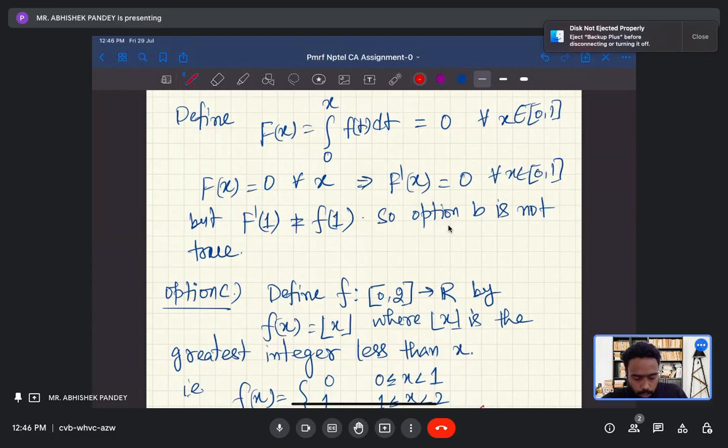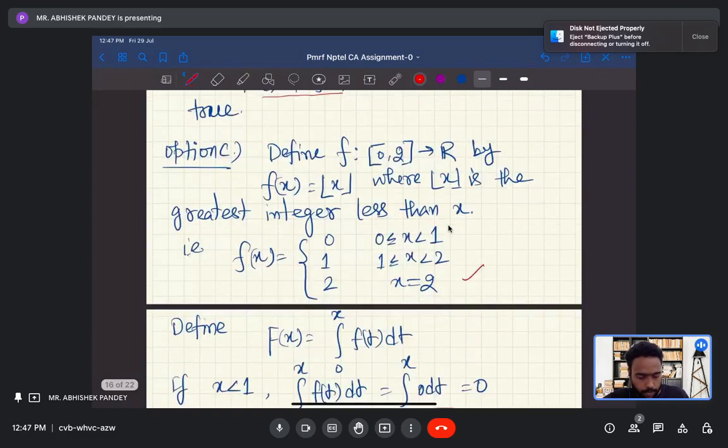Okay, so capital F of x is equal to 0 for all x, so its derivative will be 0 for all x, but the derivative at 1 is not equal to f of 1. So option B is not true. Now let us look at option C.